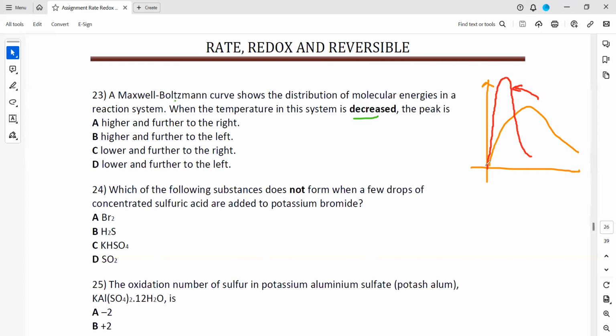And if we increase temperature, the peak will shift towards the right-hand side. So this is the effect of increasing temperature, and this is the effect of decreasing temperature. So when the temperature in the system is decreased, the peak is higher and it is further towards the left-hand side. So that's why B will be the right answer.